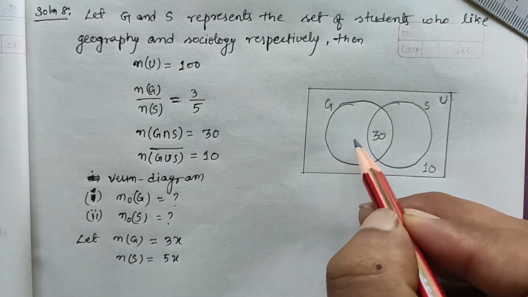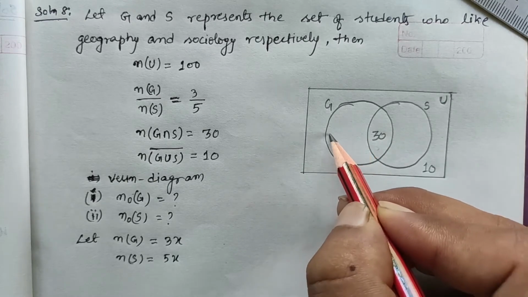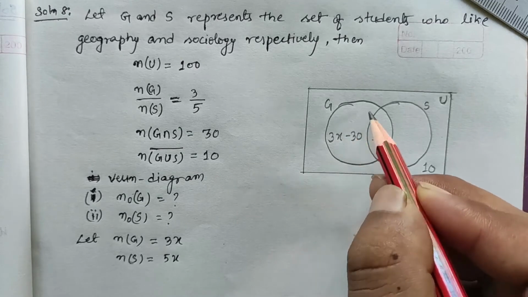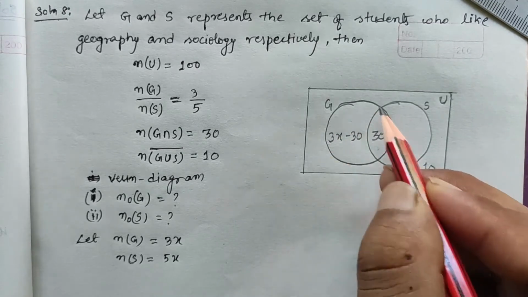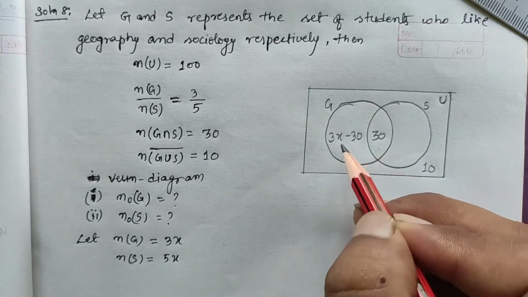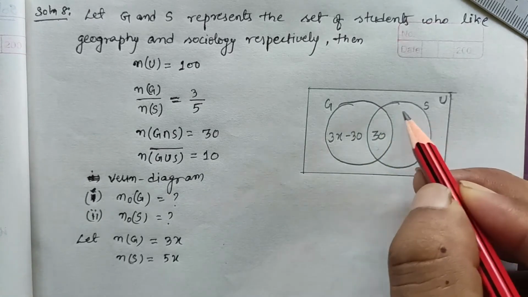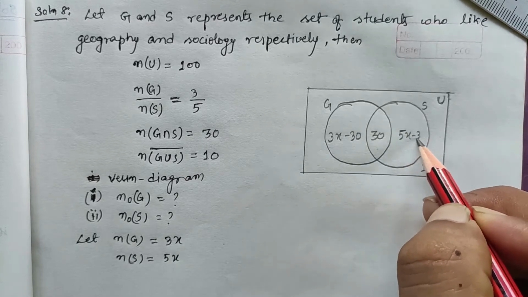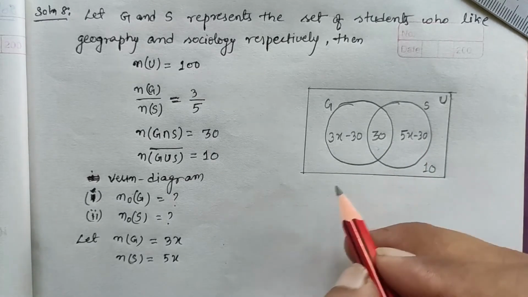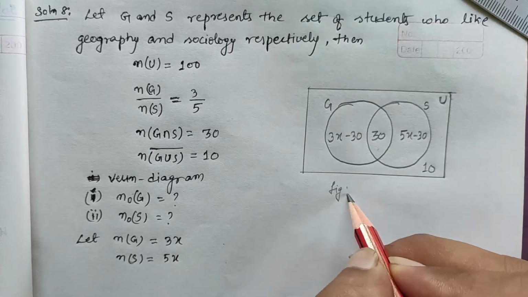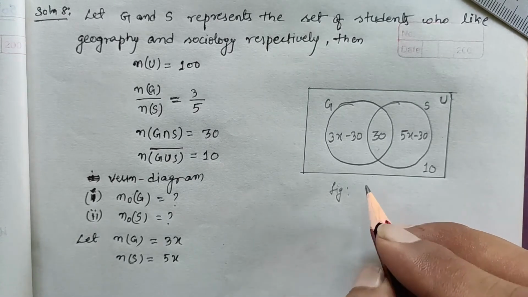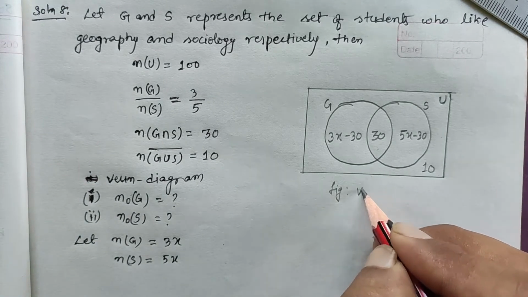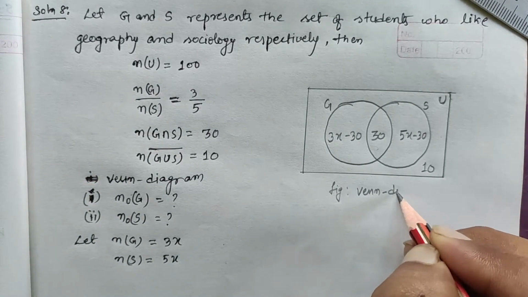N only G part, we write 3x minus 30, because 30 is already here. This total is 3x, so the only part is 3x minus 30. And this total is 5x, so the N only S part is 5x minus 30. So this is your Venn diagram. By using it, you have to find the unknown values.